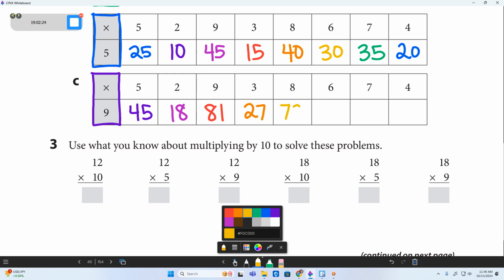8 times 9 is 72. 6 times 9 is 54. 7 times 9 is 63. And 4 times 9 is 36.